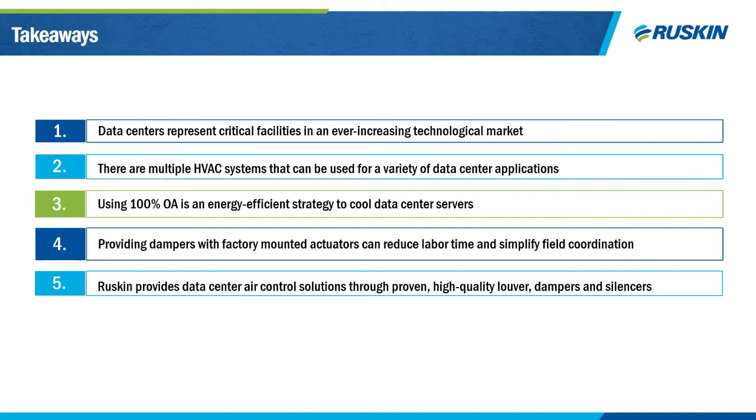However, using 100% outside air is one of the more energy efficient strategies to cool your data center servers. Providing dampers with factory mounted actuators can reduce your labor time in the field and also simplify your labor coordination by having Ruskin provide factory mounted actuators. And then finally, Ruskin provides data center air control solutions through proven high quality louver, damper, and silencers. And so we'd be happy to help you with any of your data center needs that you may have.